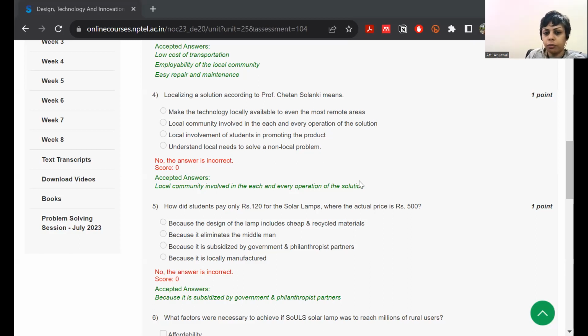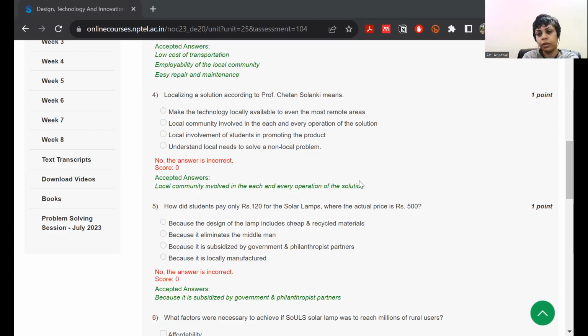Third, local involvement of students in promoting the product. Fourth is understand local needs to solve a non-local problem. Now, I don't want to spend a whole lot of time on this because I just explained localization in the previous question. So, basically, all of the other options, you can see the correct answer in this website. All the other options don't necessarily mean localization.